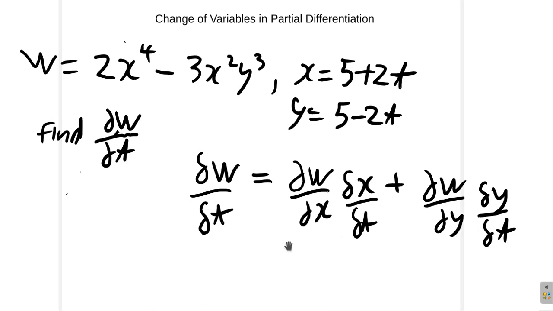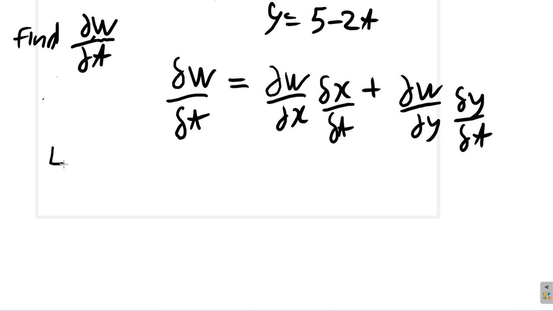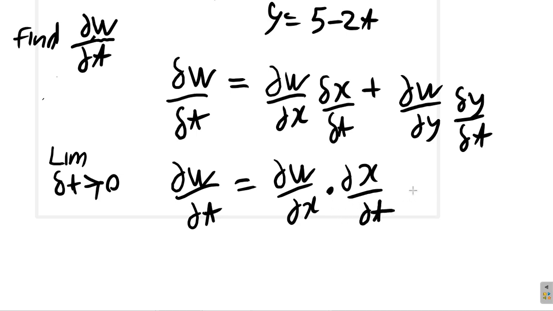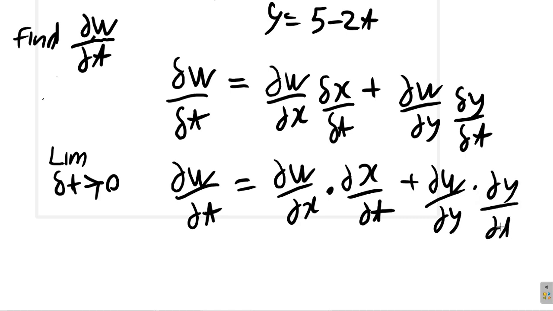Alright, what we have now is a case where, when we take the limit as the change in t tends to 0, the rate at which w changes as t changes is equal to the rate at which w changes as x changes times the rate at which x changes as t changes, plus the rate at which w changes as y changes times the rate at which y changes as t changes. Notice also, if you consider Δw over Δt, we could cancel out the Δx's and get Δw over Δt here, and we could cancel out the Δy's and get Δw over Δt here as well.